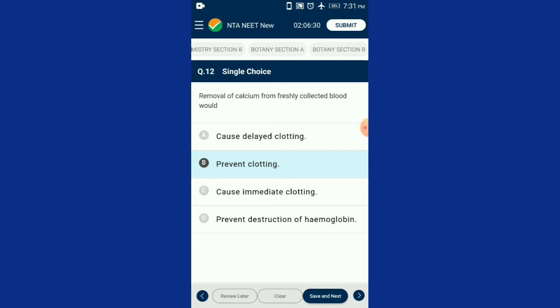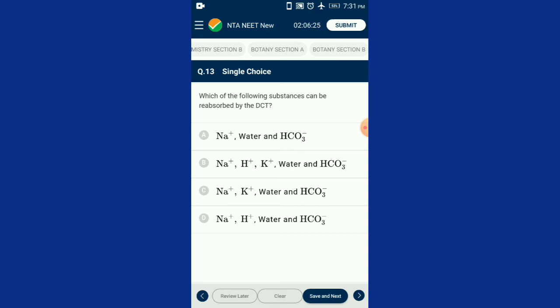Question number 13. Which of the following substances can be reabsorbed by DCT, distal convoluted tubule? Reabsorption is the process where the renal tubules reabsorb a good volume of substances from the glomerular filtrate. The distal convoluted tubule plays a role in reabsorption of water, sodium and bicarbonate ions. So the answer is option A, sodium, water and bicarbonate.